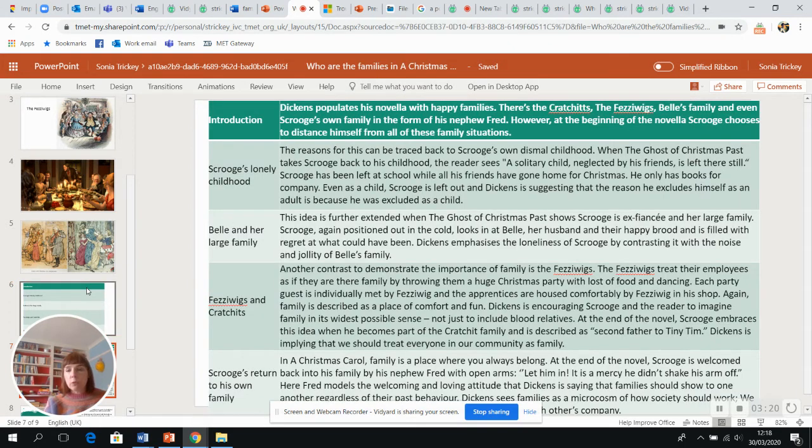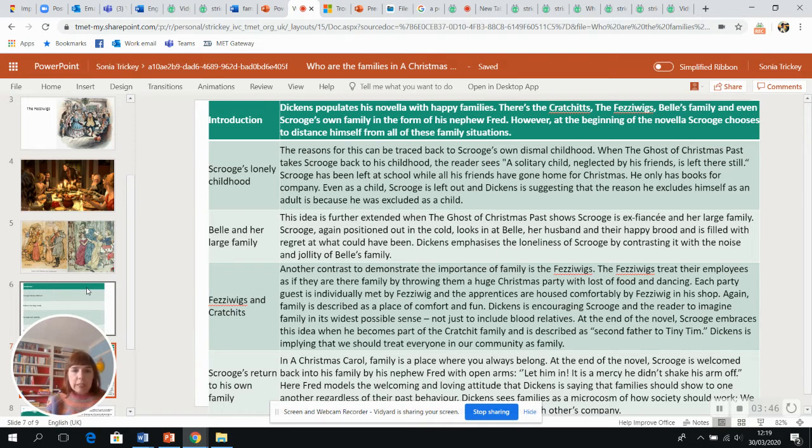I've written for you a model answer. I would begin with a short introduction. "Dickens populates his novella with happy families. There's the Cratchits, the Fezziwigs, Belle's family, and even Scrooge's own family in the form of his nephew Fred. However, at the beginning of the novella, Scrooge chooses to distance himself from all of these family situations."